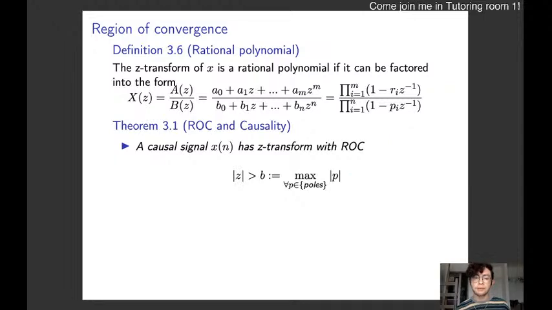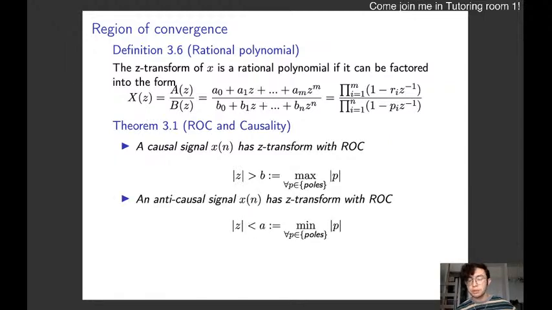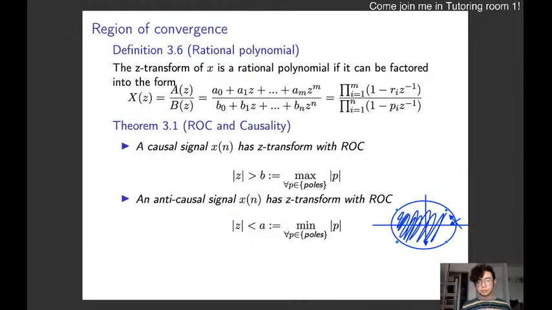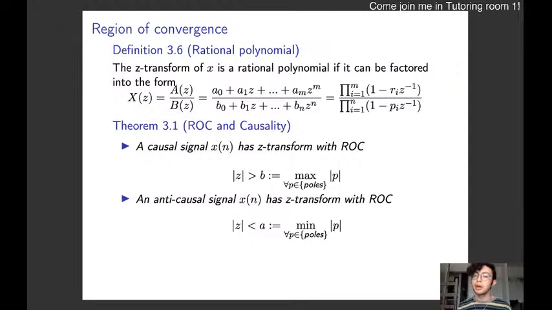And now anti-causal signals are going to be similar, but the opposite. If we have our smallest pole now, the region of convergence is only really determined by its poles. We don't really care about the zeros. So if we have our smallest x here, it's going to be the inside of that circle. So the magnitude of your smallest pole, the inside of that circle, is going to define an anti-causal signal.